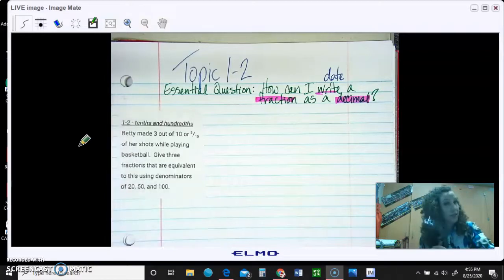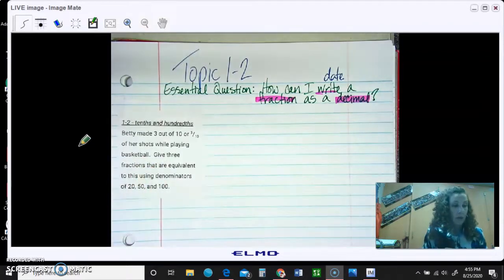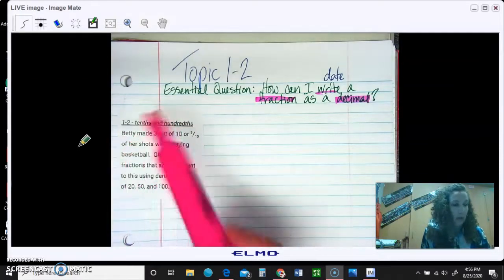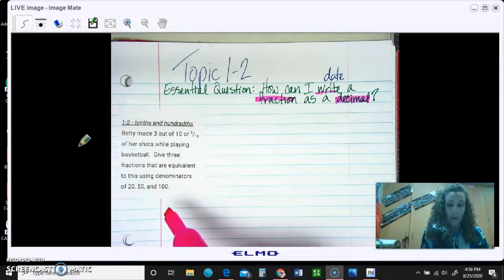Okay, we are going to continue now. So we have our word problem, okay? So it says, Betty made 3 out of 10, or 3/10, of her shots while playing basketball. Give 3 fractions that are equivalent to this using the denominators of 20, 50, and 100. So now we need to analyze that. We need to look at that with our highlighter, and we need to pick out what we think is important.